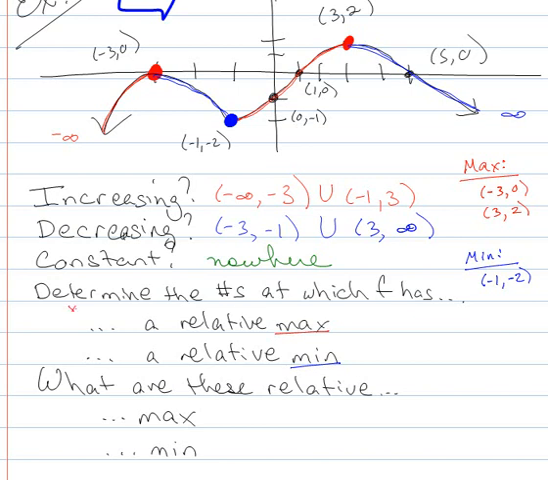Okay. So if our problem is asking, determine the numbers at which it has a relative max, remember these are all the x values. So the x values on our maximum are -3 and 3. What are these relative values? Those are the y values. So that's going to be 0 and 2. For the relative min, again, we're going to pull off the x value first, which is just -1, and then the y value, -2. Okay?